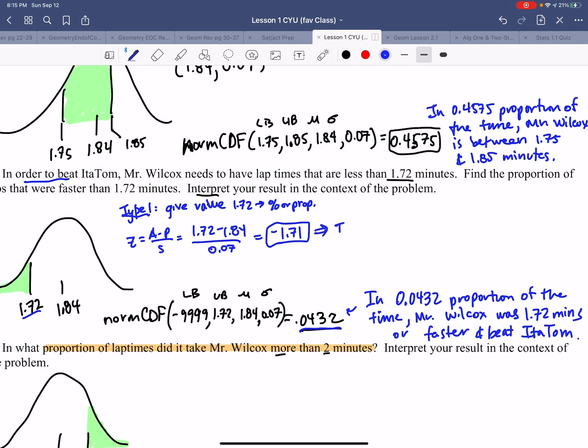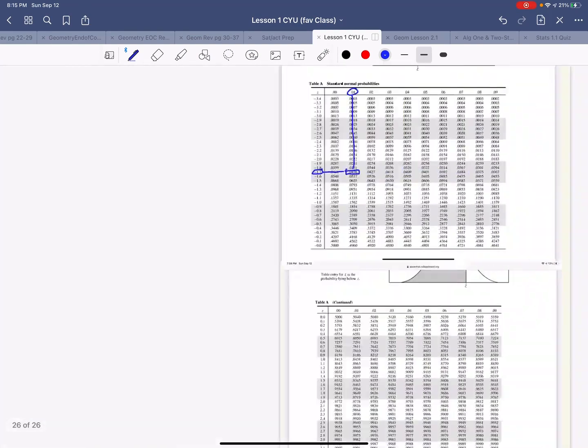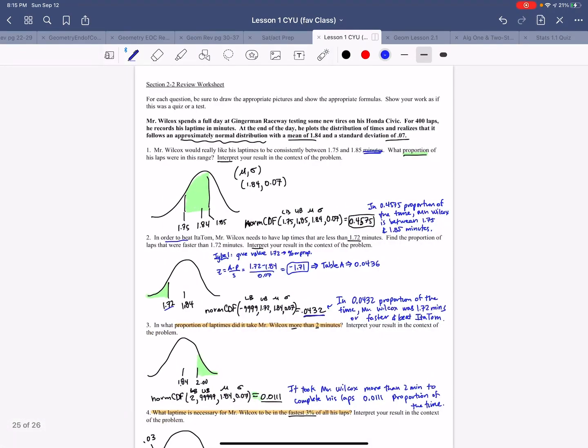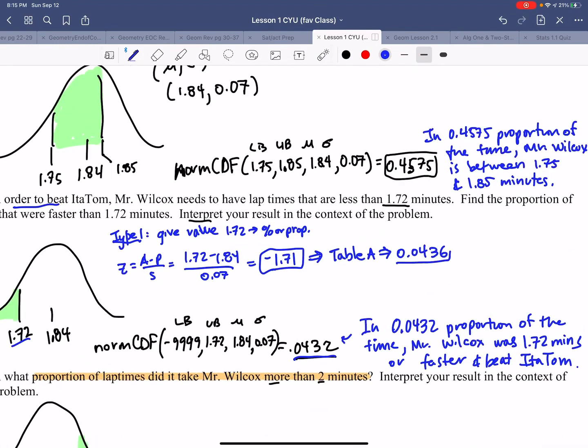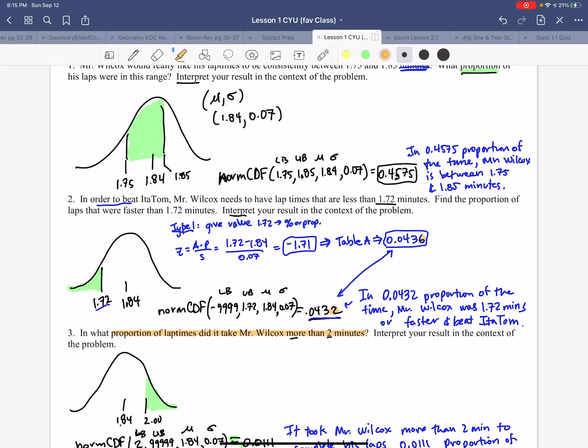So I take that z-score, table A, let me double check. I just forgot the number again, 0.0436. Notice that this number is really close to that number. It's only off by 10,000th. So both our approximations, the calculator's more accurate. On the AP exam, they'll take either one. You just have to show your work.